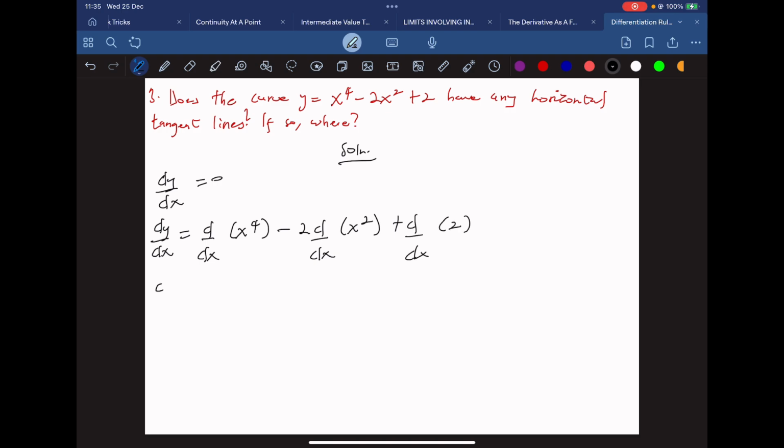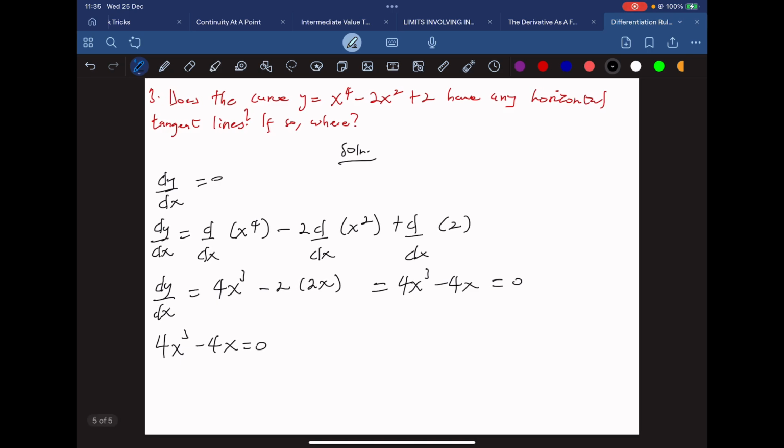So the dy dx in this case is 4x cubed minus 2. Then over here, if we differentiate, you have just 2x. And if we differentiate a constant, this goes to 0. So if you simplify, you just have 4x cubed minus 4x. To find the horizontal tangent lines, all you have to do is equate this to 0. So you have 4x cubed minus 4x equal to 0. How do you find x?